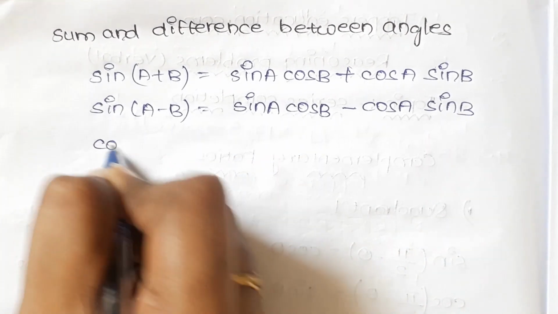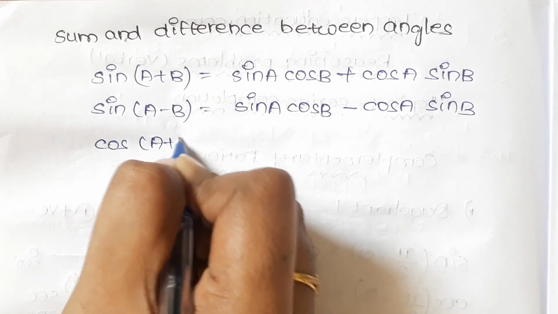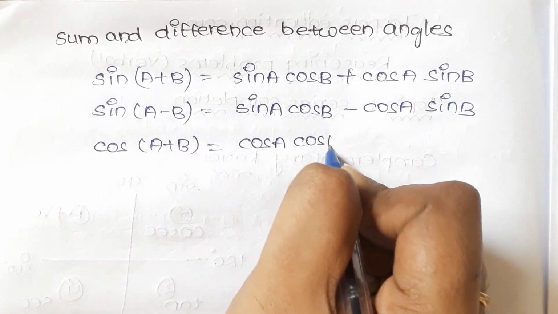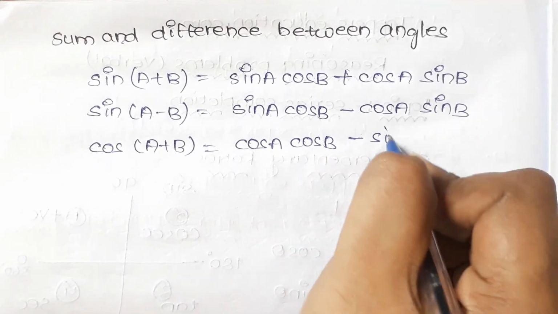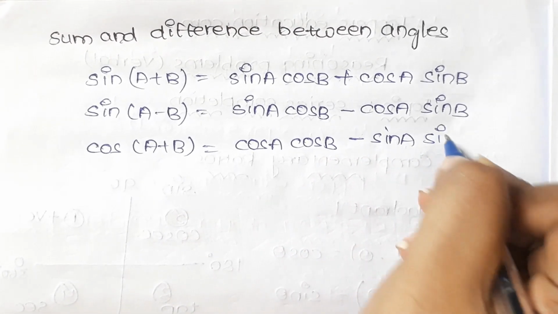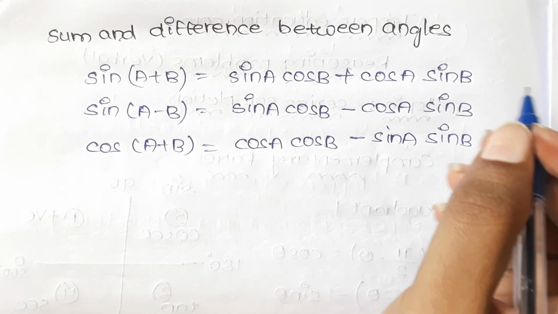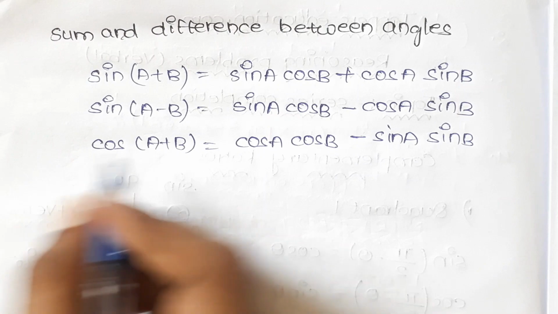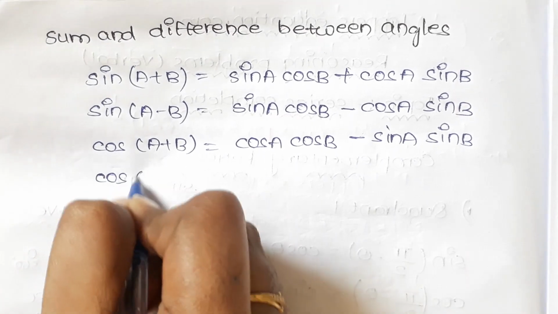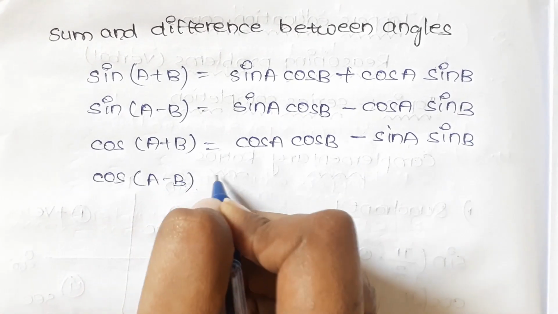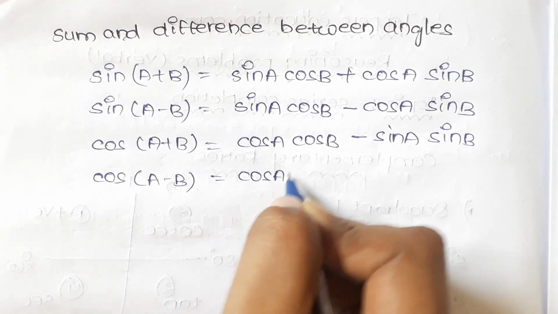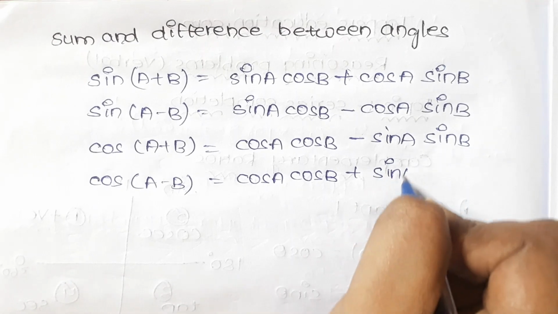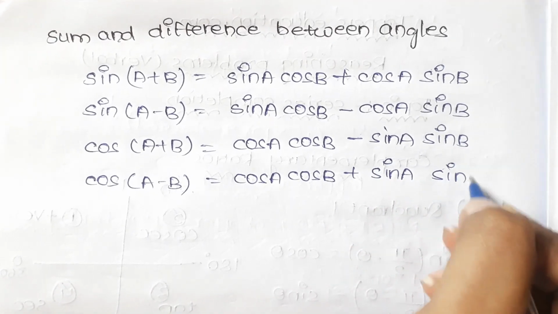And for cos(a plus b), it is cos a cos b minus sin a sin b. We should compulsorily remember all these formulas while doing trigonometry problems. Cos(a minus b) equals cos a cos b plus sin a sin b.